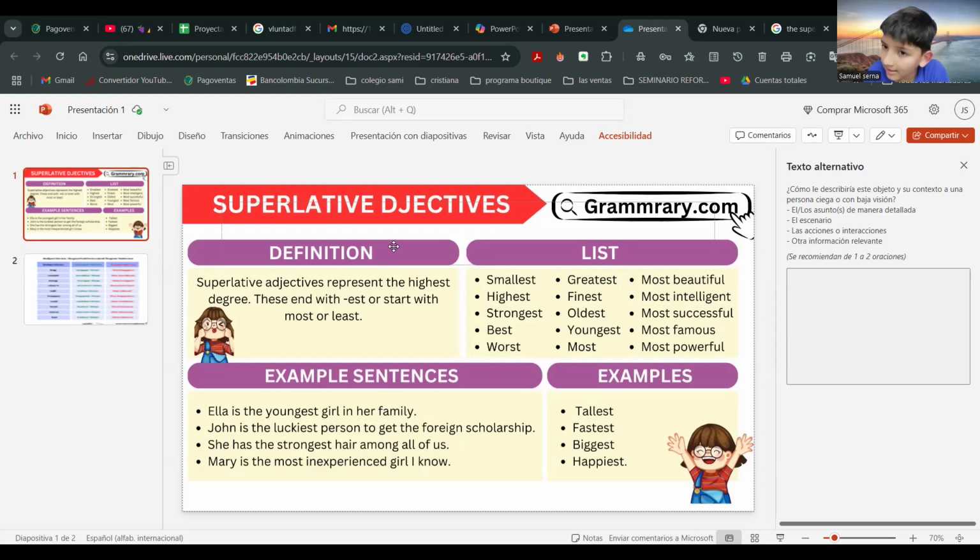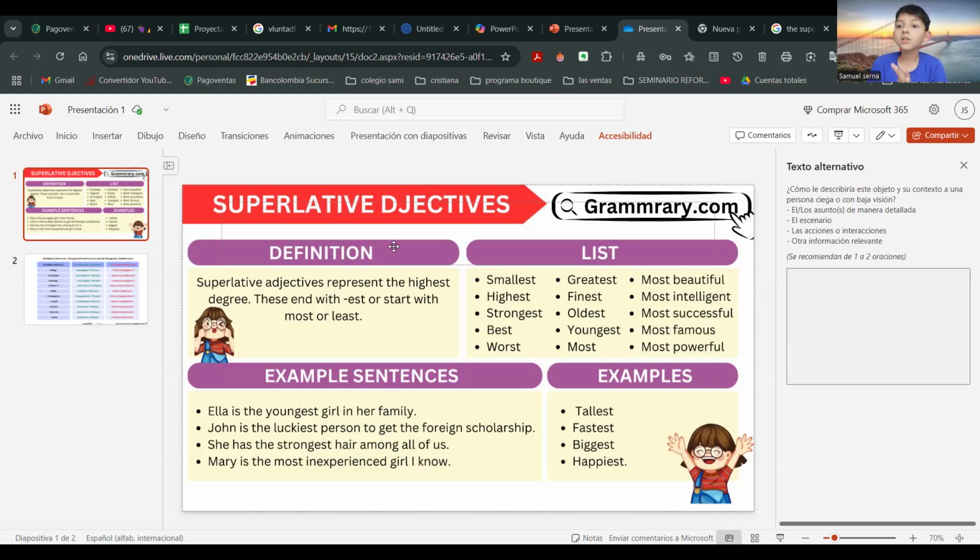But in this list, two words are different. They are superlative adjectives, but they have another word. For example, good becomes best. In this case it is best. It does not follow the regular pattern in this list of superlative adjectives. There is another word for bad.